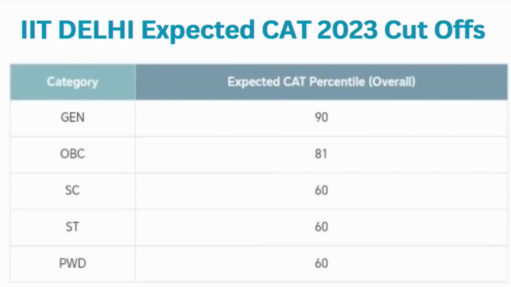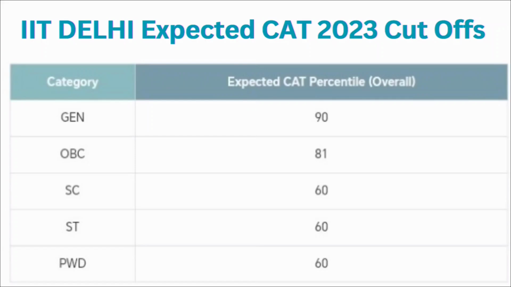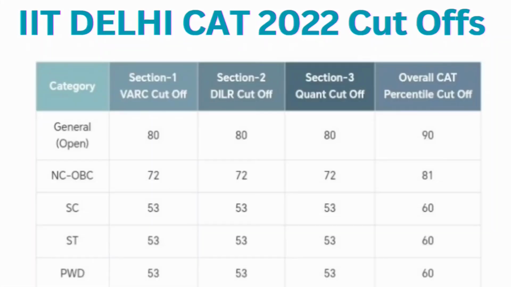So if we consider the overall cutoffs for IIT Delhi, then we can expect 90 percentile for the general category, 81 percentile for OBC, and 60 percentile for the SC, ST and PWD category. These are the last year cutoffs for IIT Delhi: 80 percentile in all the three sections and 90 percentile in your overall CAT entrance examination for general, 72 percentile in all the three sections and 81 percentile in your overall CAT entrance examination for NCOBC. For SC, ST and PWD, it is 53 percentile in all the three sections and 60 percentile in your overall CAT entrance examination. So this is all about IIT Delhi.